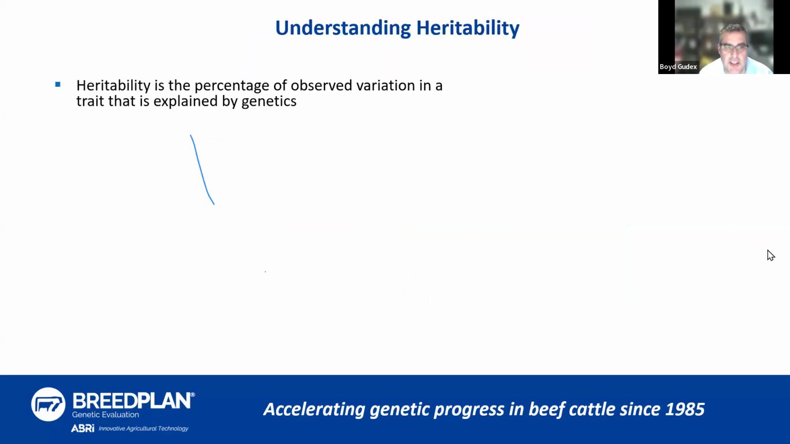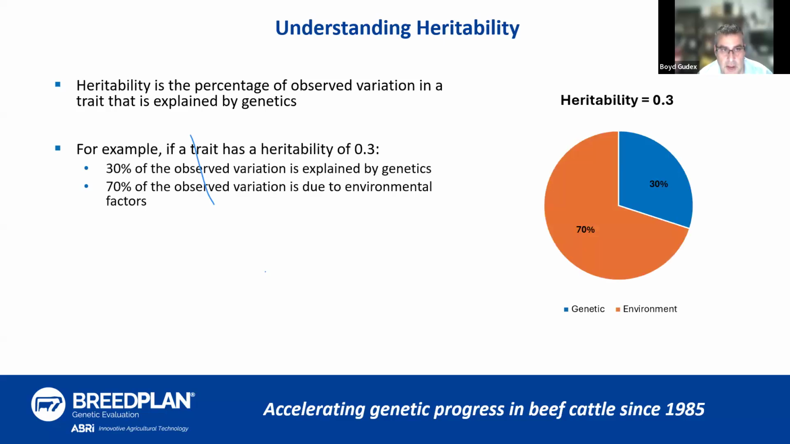Now, heritability is the percentage of observed variation in a trait that's explained by genetics. So, as I said, genetics is what we're after, it's what's passed on. And if we have a heritability of 0.3 or 30%, it means that 30% of the observed variation we see in a trait is actually due to genetics, and 70% of the observed variation is due to those environmental factors that I mentioned before.